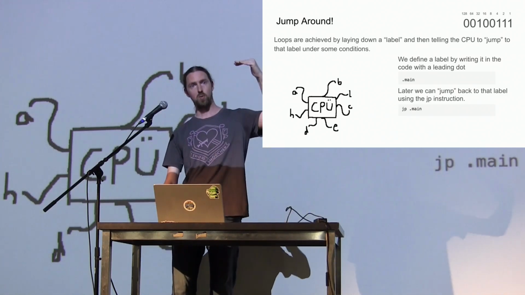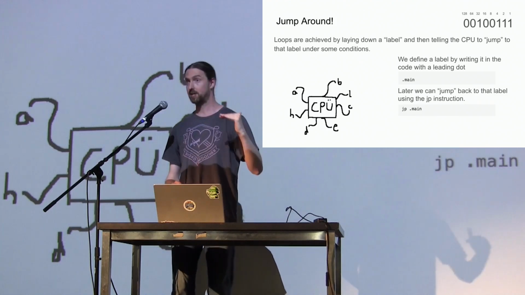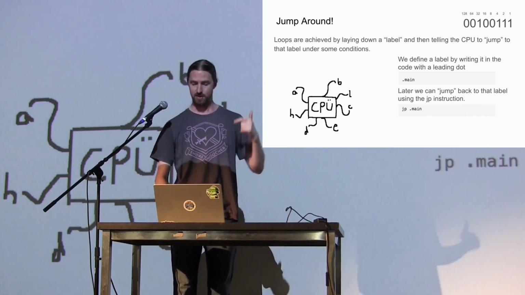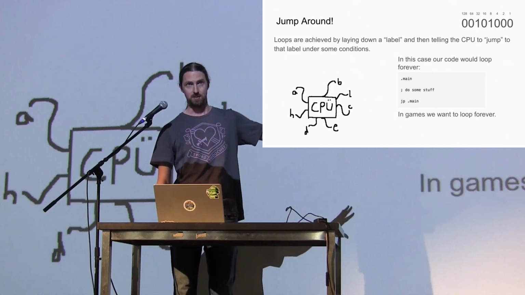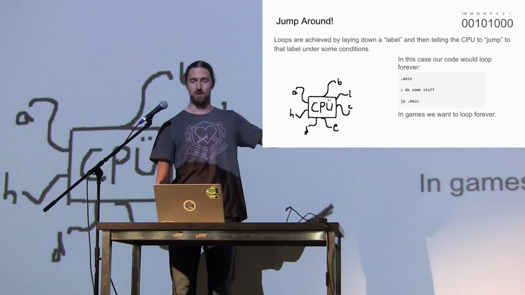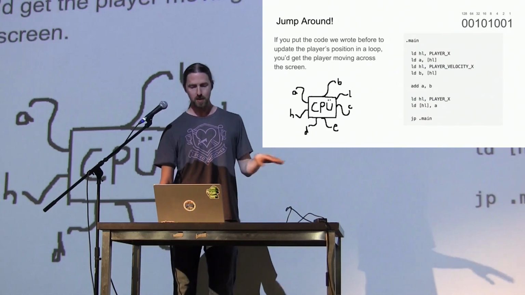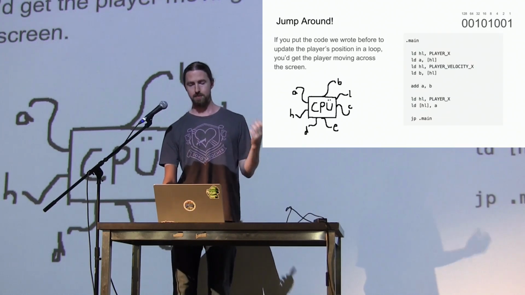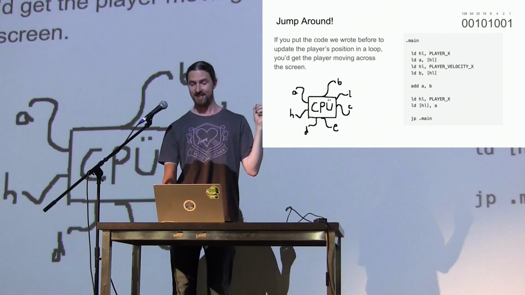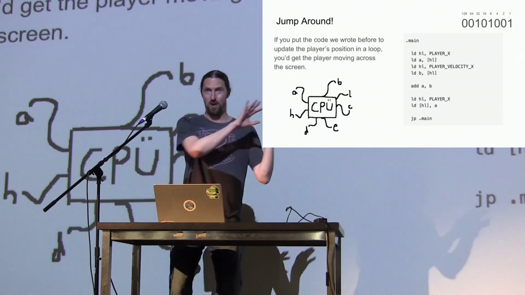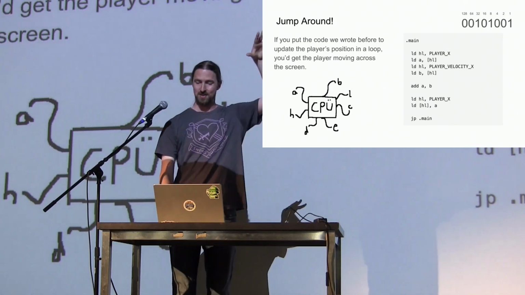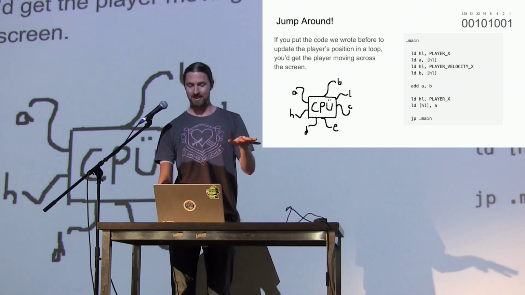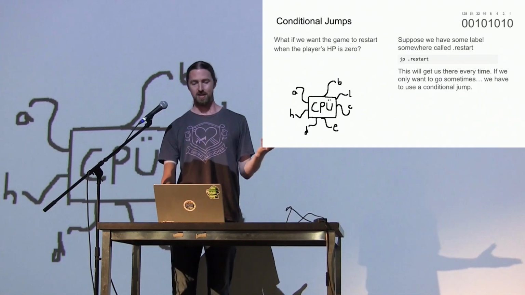Normally execution goes one instruction at a time, but when you hit a jump, you can jump to somewhere else in the code. So here, for example, this loops forever. Main, do some stuff, jump main, do some stuff, jump main. If you put the code that we wrote before to update the player's position into a loop like this, then your player would rocket across the screen as fast as they can go. Right? Main, do all the stuff that we need to do to update player X, and then jump to main.